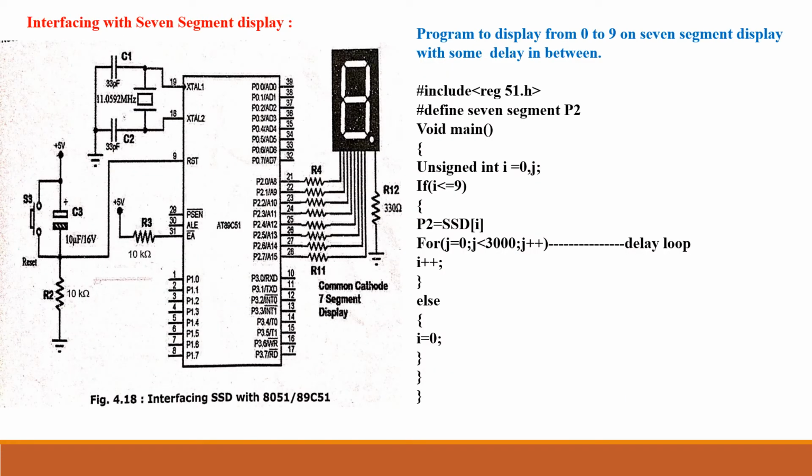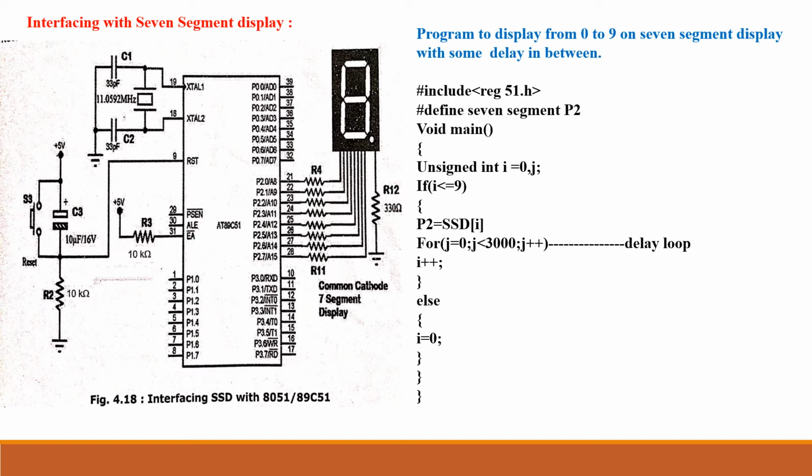Now in this diagram we see the interfacing of 7-segment display to 89C51. A 7-segment display is connected to port 2. Now we are going to display the numbers from 0 to 9 on the 7-segment display with some delay in between.